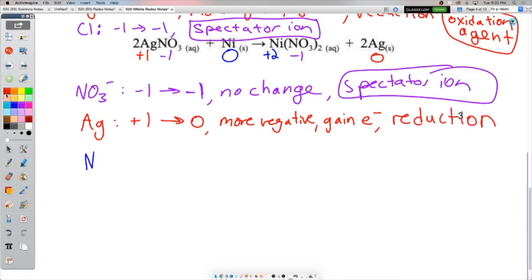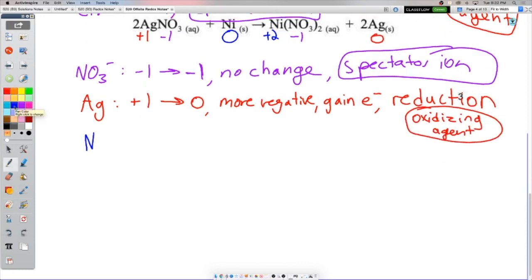This question didn't ask us if it got reduced. It asked what the oxidizing and reducing agents are. So if it got reduced, what's it helping something else do? Get oxidized, right? So that makes it the oxidizing agent. There we go.